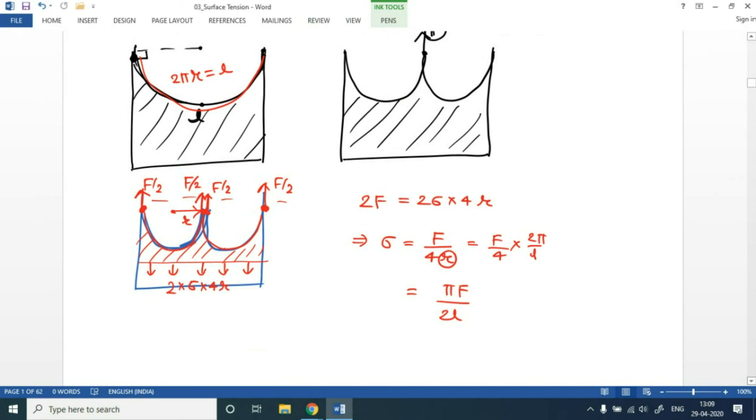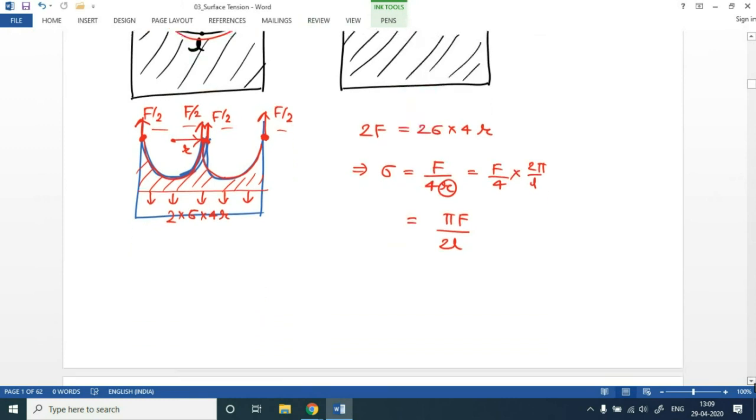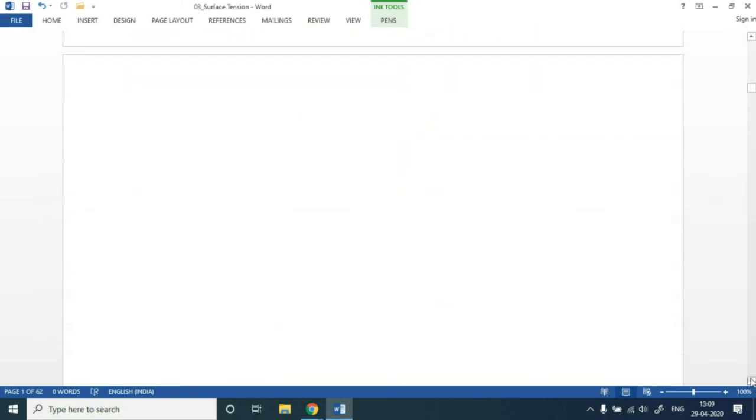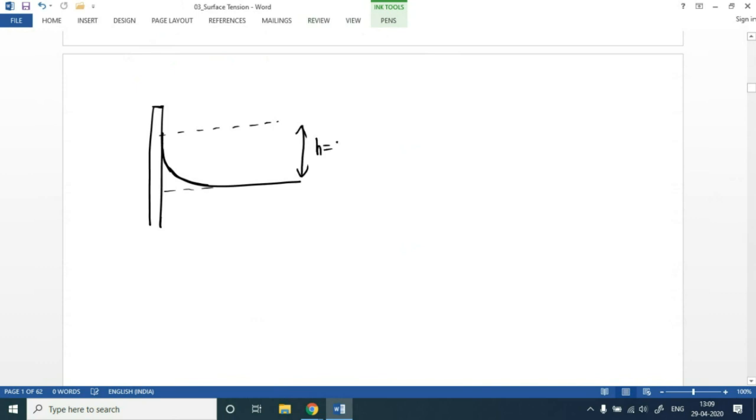Let's take one another example quickly, which is quite an interesting example. The forming of meniscus problem. So let's say this is some surface of an aquarium, and some liquid is filled inside it. Near the surface, you must know that it forms some meniscus. This is the meniscus, and let's say the height of the meniscus we are required to find out. What would be the height of the meniscus?